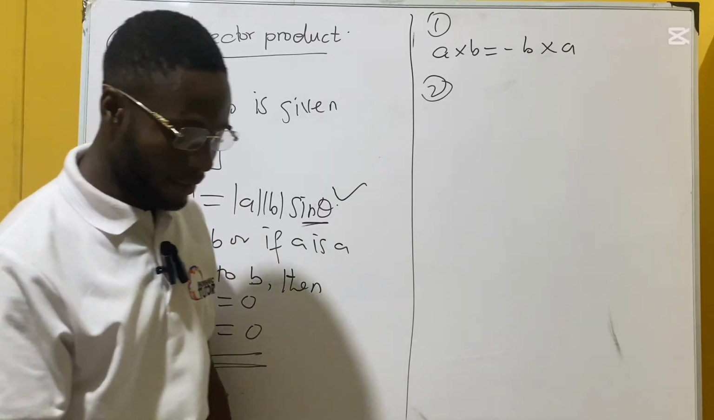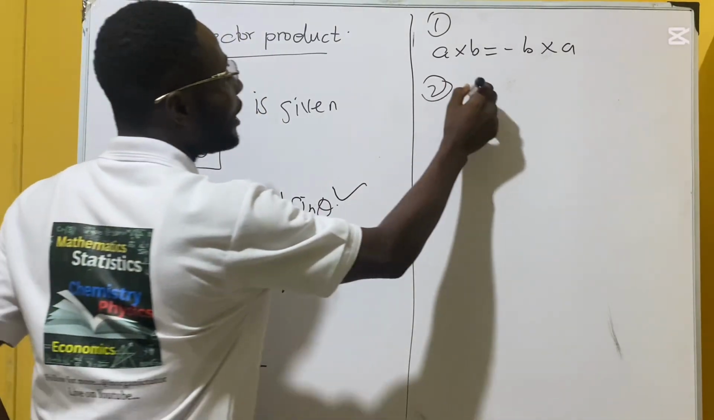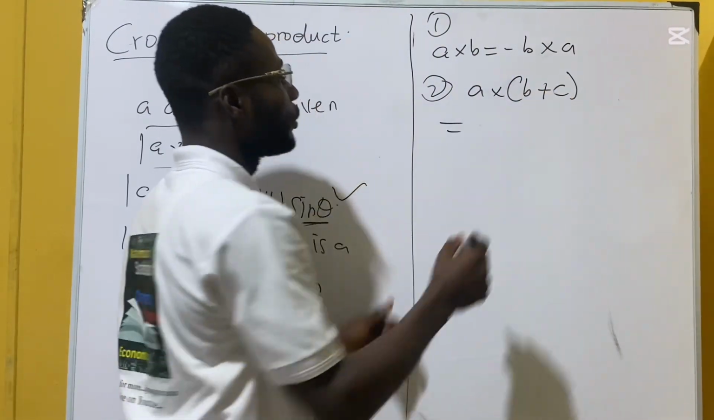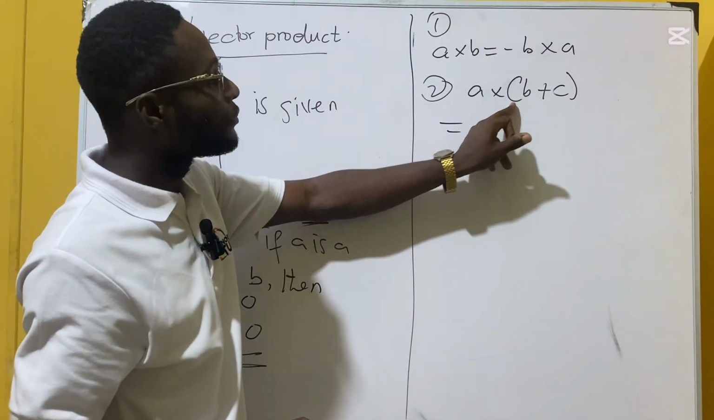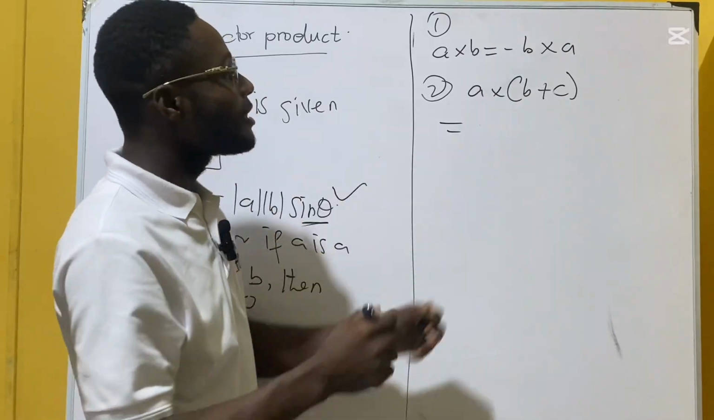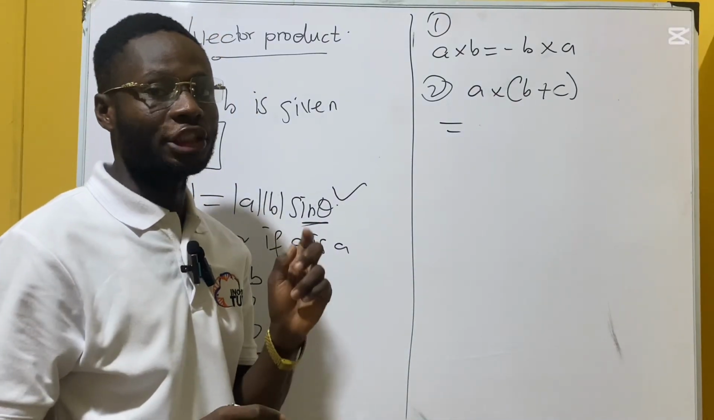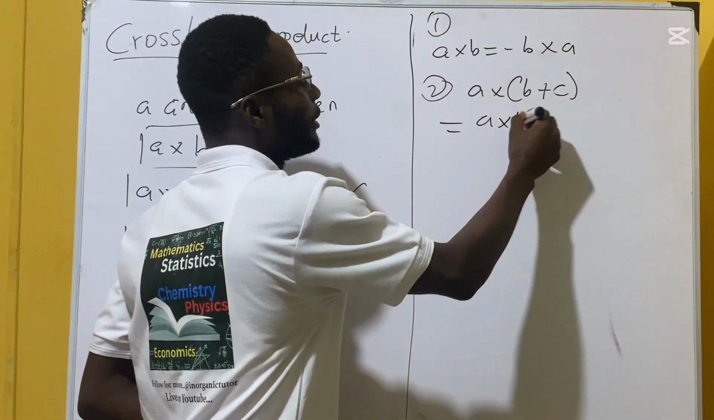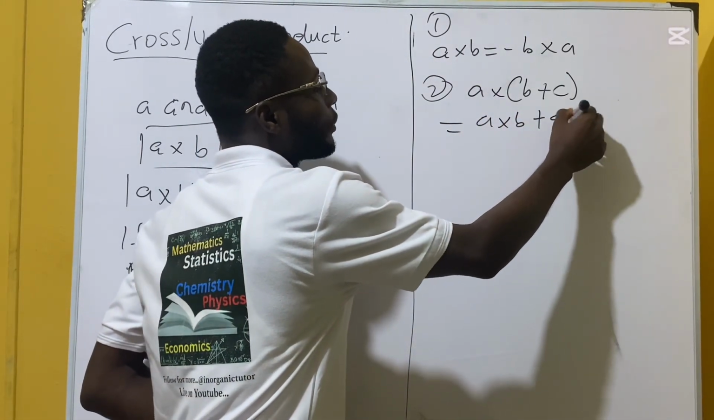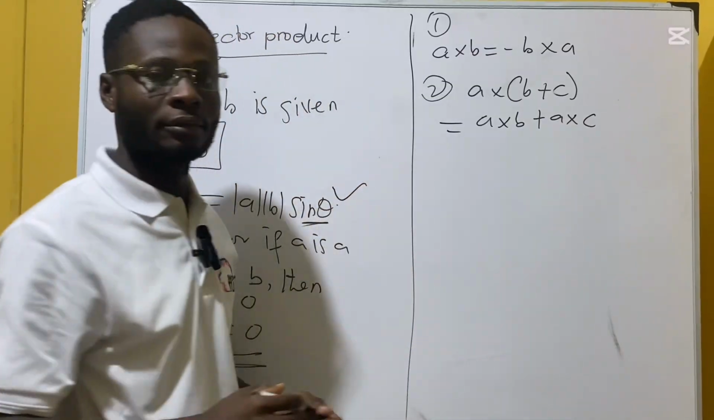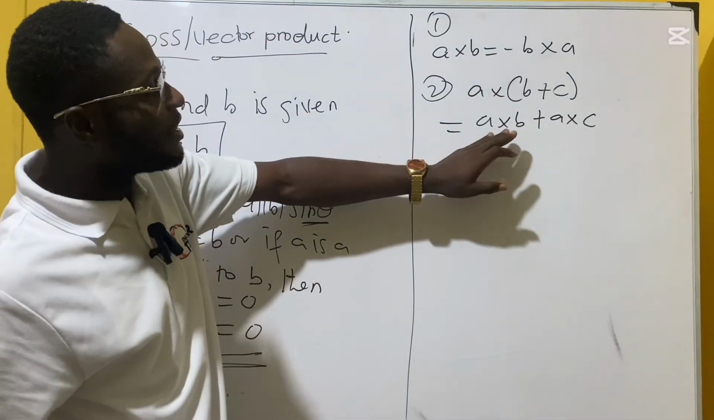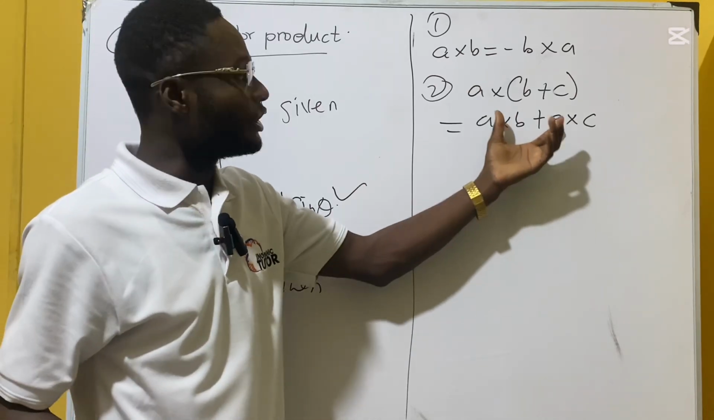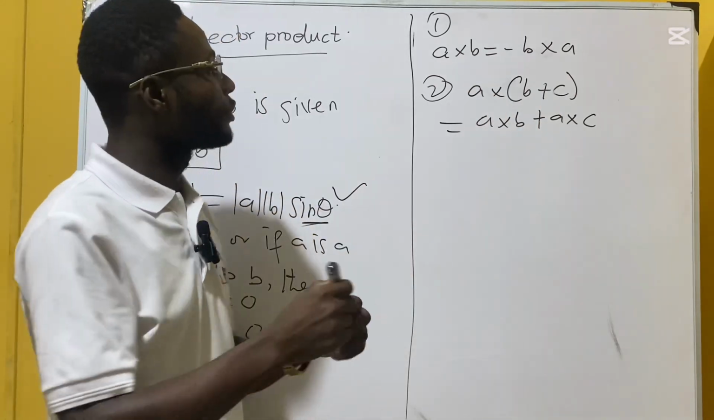The second property: if you have A cross B plus C, then applying the distributive property, you can say that you have A cross B plus A cross C. So that is basically the use of the distributive property over here.